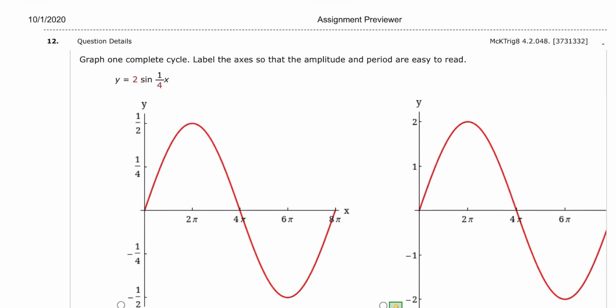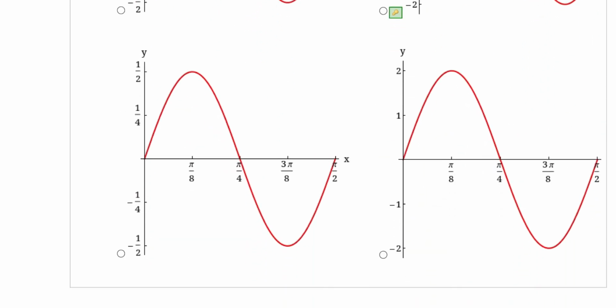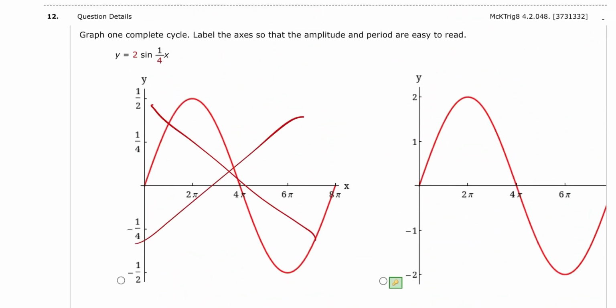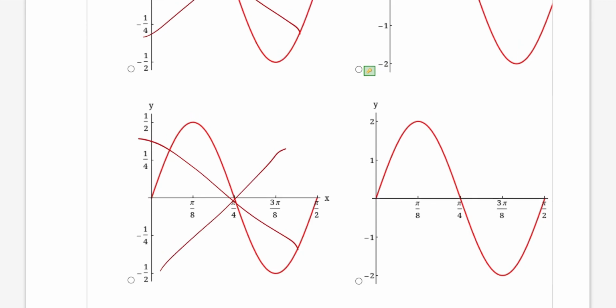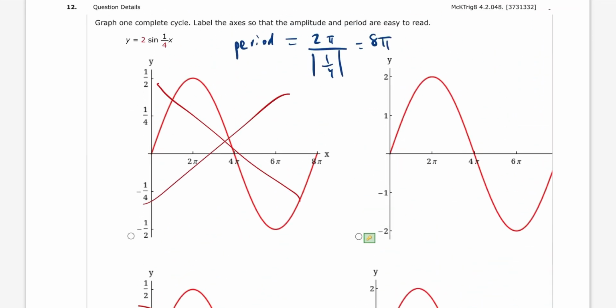Okay, graph 1 complete cycle. Well, we know that the amplitude is going to be 2. That one's out. Out. It's got to be between these two choices here. Let's find the period. The period is going to be 2 pi over absolute value of 1/4, which is 8 pi. And it has to be the top, because that's the only one that goes to 8 pi.